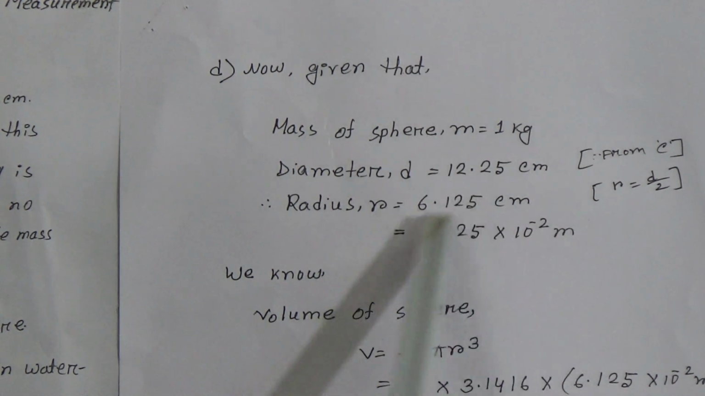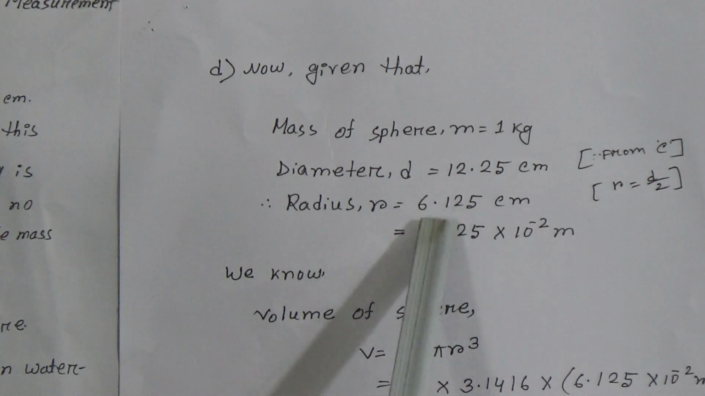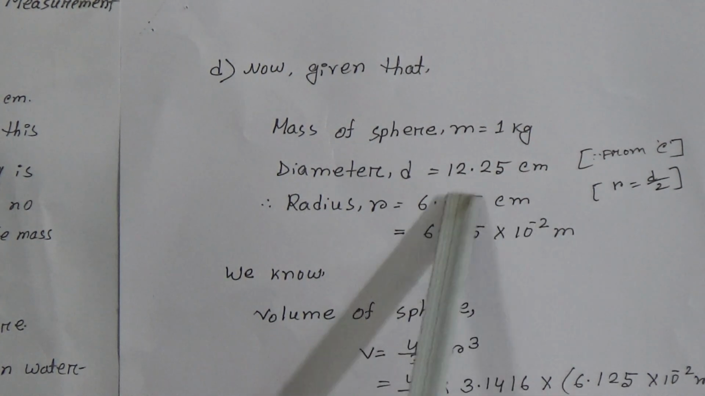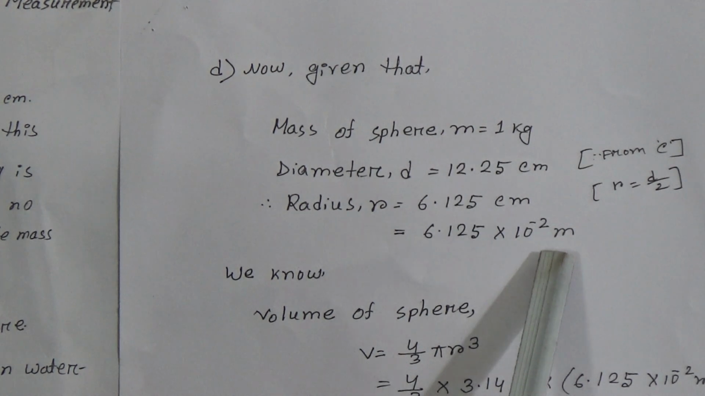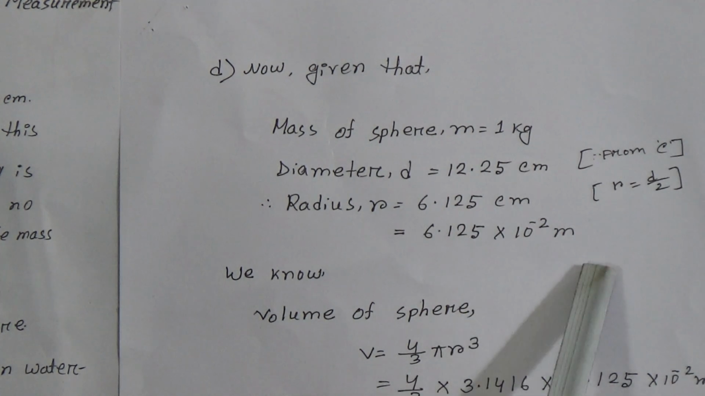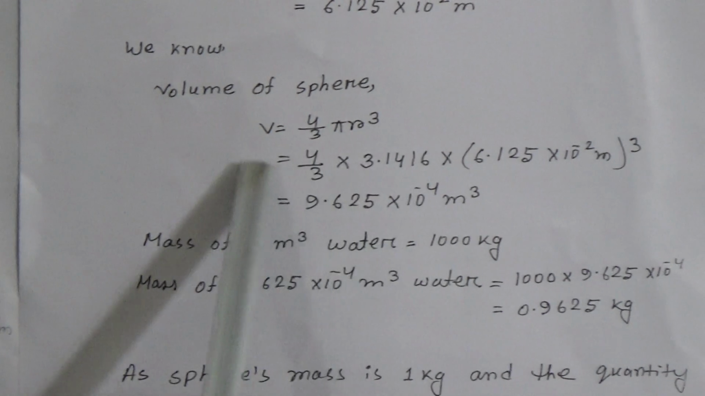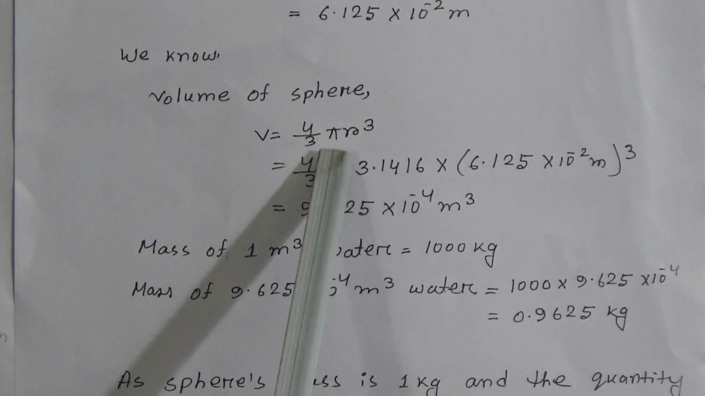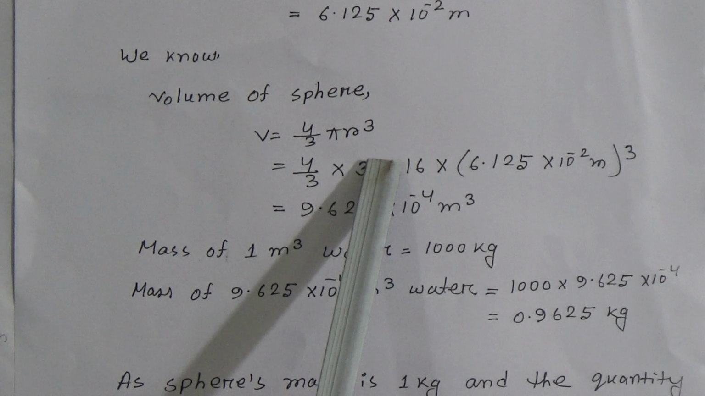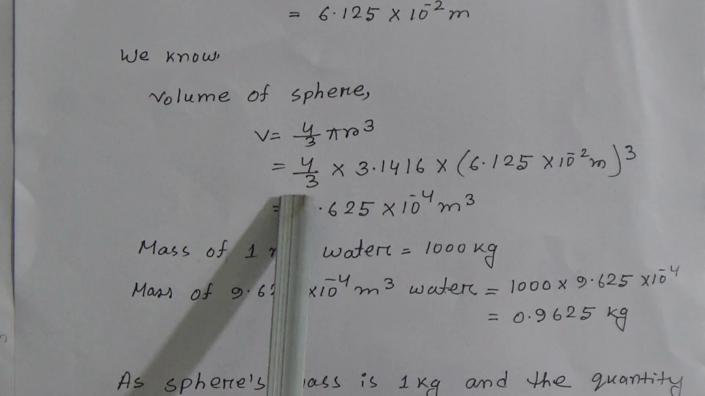Dear students, here is the value of radius equal to 6.125 centimeter. We convert this centimeter value to meter, then we get 6.125 into 10 to the power minus 2 meter. Now we know volume of sphere V equal to 4 by 3 pi r cube, where V is the volume and r is the radius.